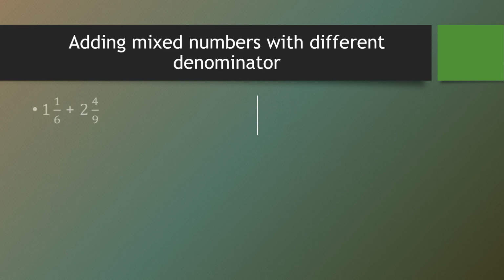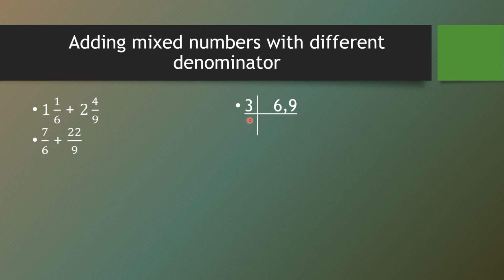Next question is 1 and 1 by 6 plus 2 and 4 by 9. These are also mixed numbers with different denominators. So here also I am using method 2. At first we will convert these mixed numbers into improper. 6 ones are 6 plus 1. It means 7 by 6 plus 22 by 9. Now here the denominators are different, 6 and 9. So we will find the LCM. LCM of 6 and 9.